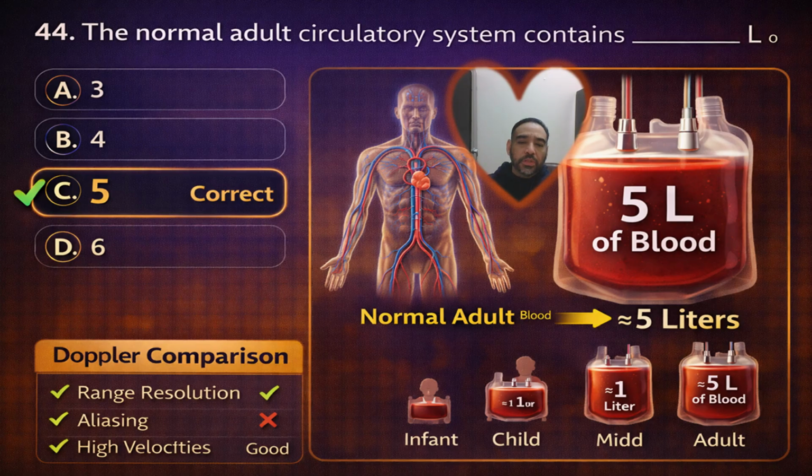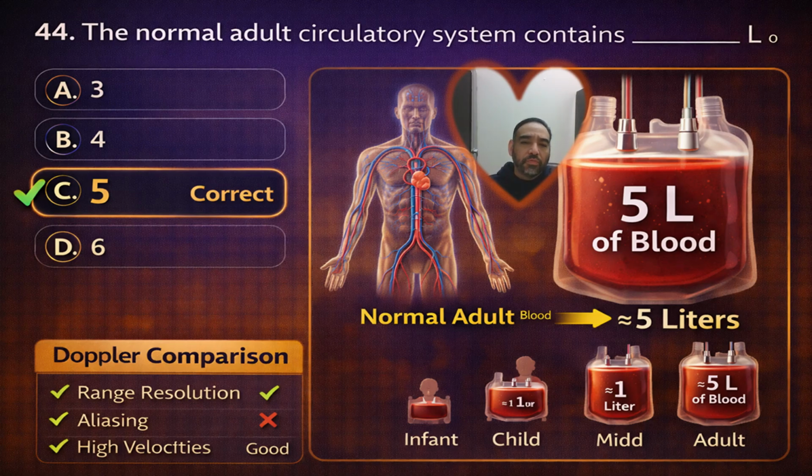All right, so the next question is: the normal adult circulatory system contains blank liters. And so the normal adult circulatory system contains approximately 5 liters of blood. That's a standard average for a healthy adult, about 70 kilograms or 154 pounds. So where does that number come from?